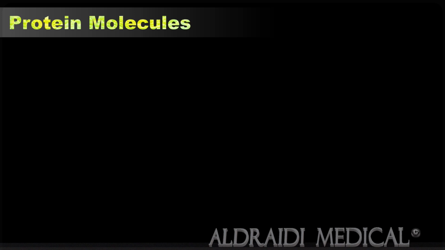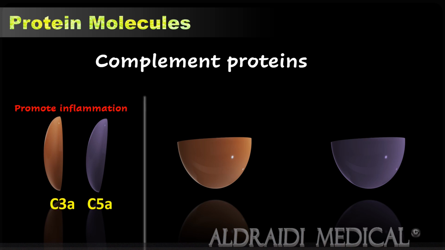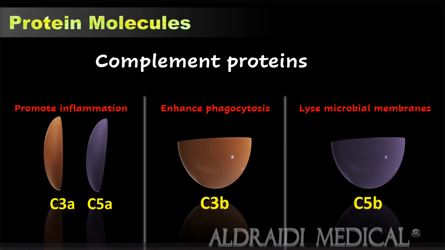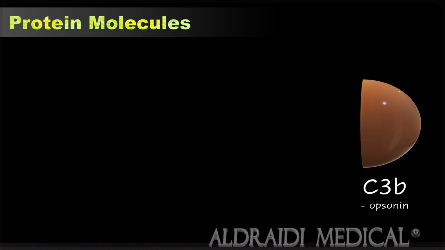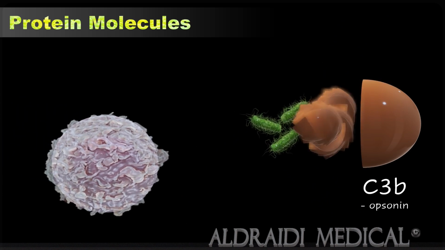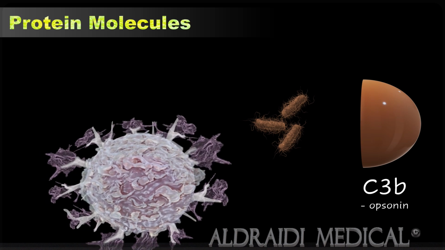Another example of a set of protein molecules is the complement proteins. Complement proteins enhance our defenses against pathogens mainly by promoting inflammation, enhancing phagocytosis, and lysing microbial membranes. One example is the complement protein called C3b, which is an opsonin that enhances the process of phagocytosis. C3b attaches to the pathogens and basically acts as gravy to make the pathogen more delicious and help the macrophages eat or phagocytose more readily.